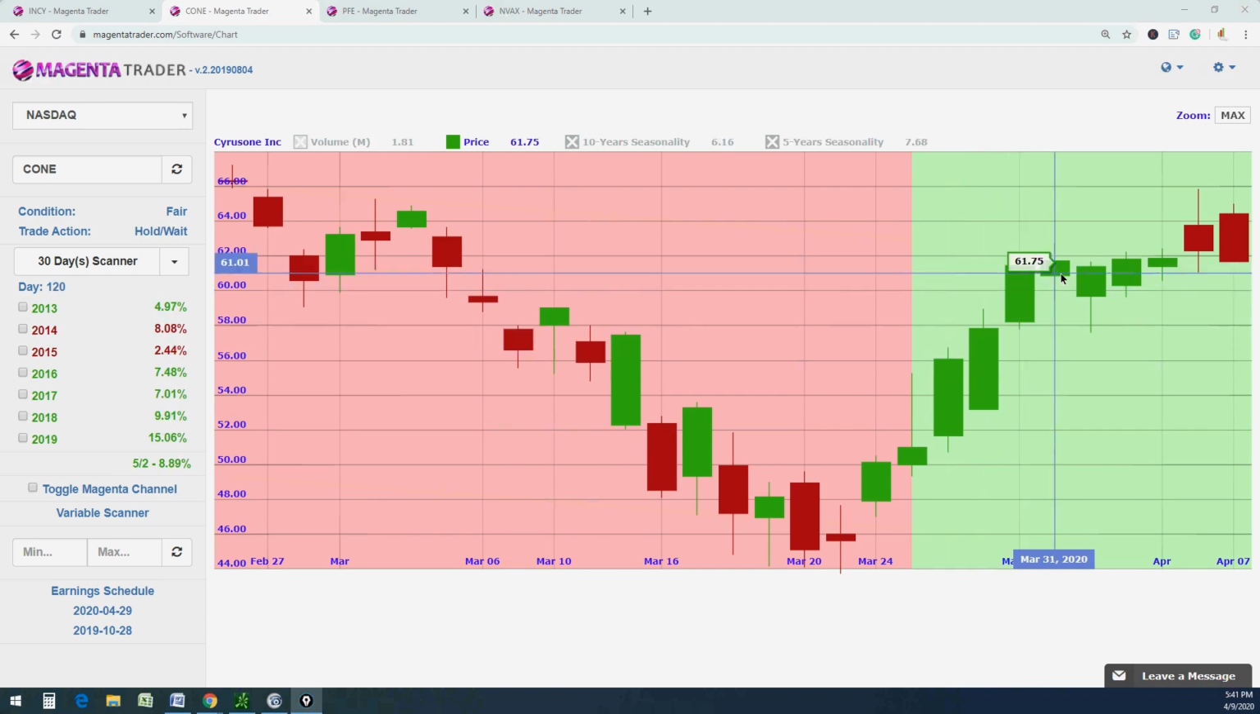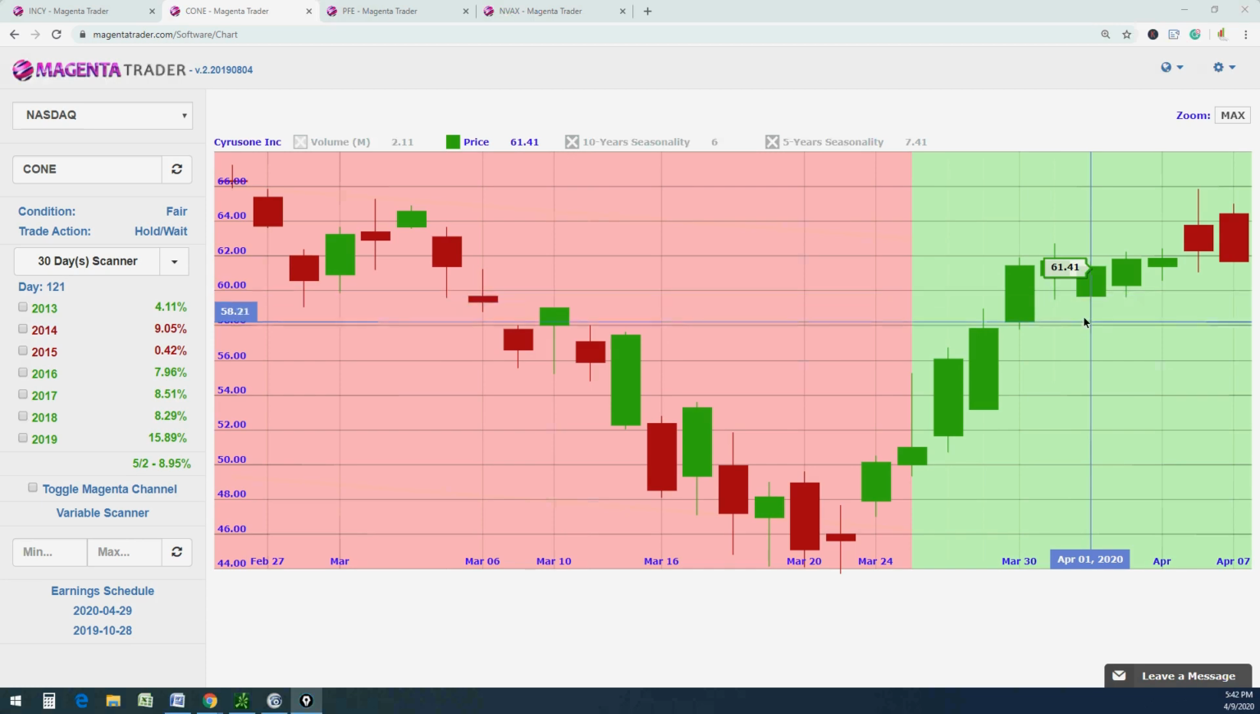Now, notice what happened right here, because price dropped. This might be a place where people start panicking and start selling, trying to figure out, oh my gosh, it's ready to go back down again. But what did the technical analysis data tell us? We can see that by the interpretation of that on the left-hand side, where the condition is still fair, and it's saying just hold and wait.